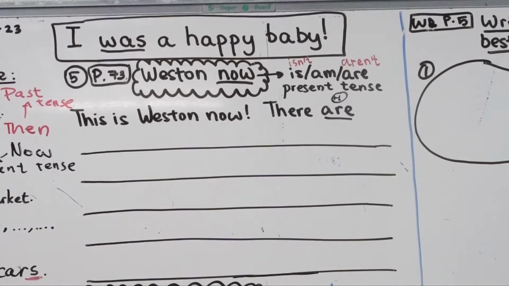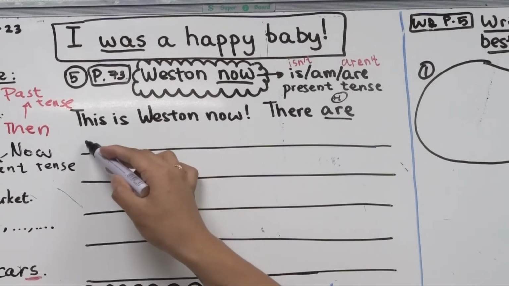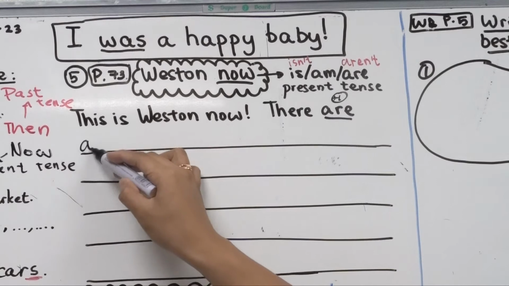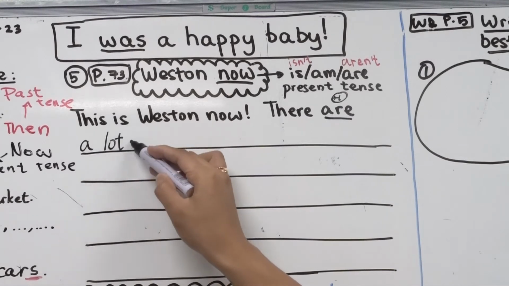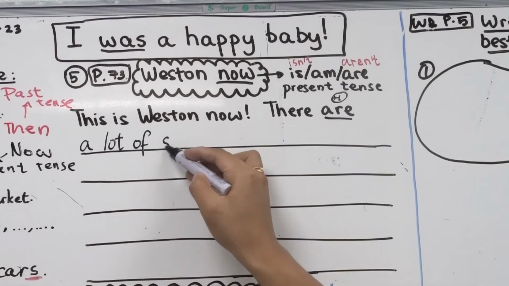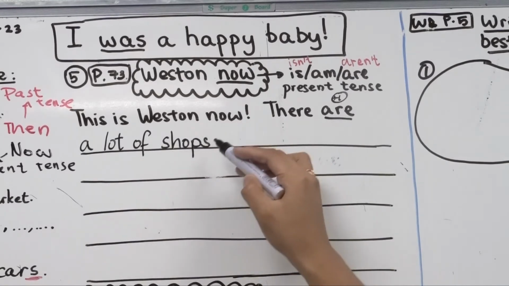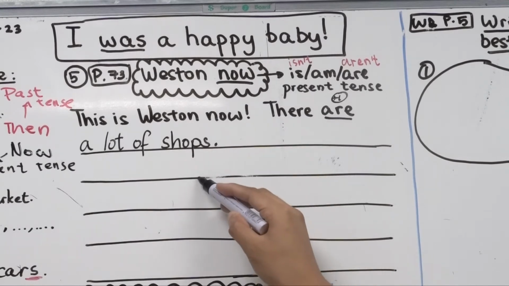So there are, what do we have a lot of in Weston now? A lot of, look at the picture. What can you see a lot of now in Weston? Right, a lot of shops. So let's write that down. This is Weston now. There are a lot of shops. Full stop, okay?